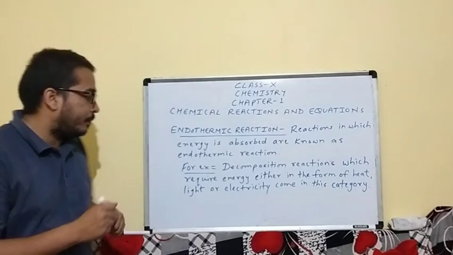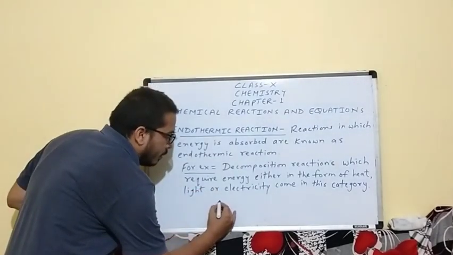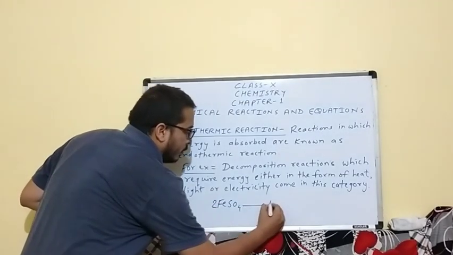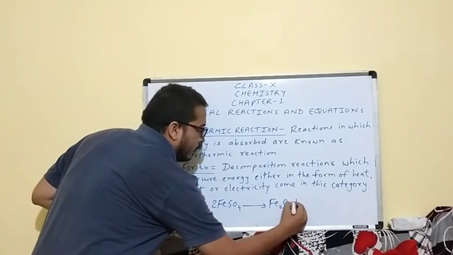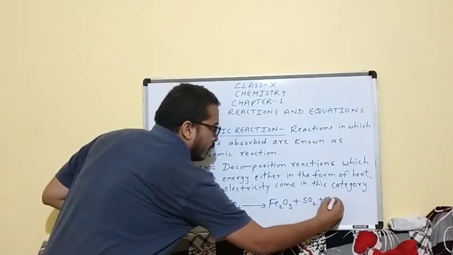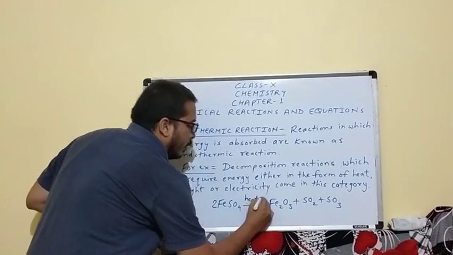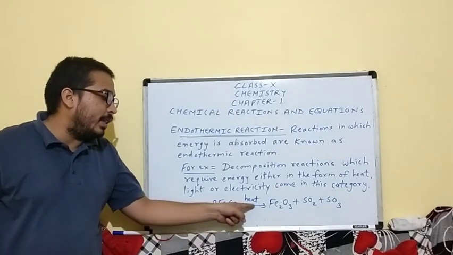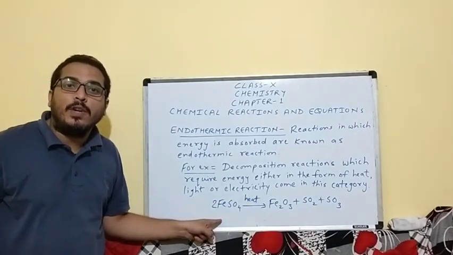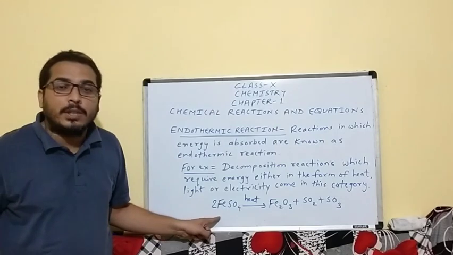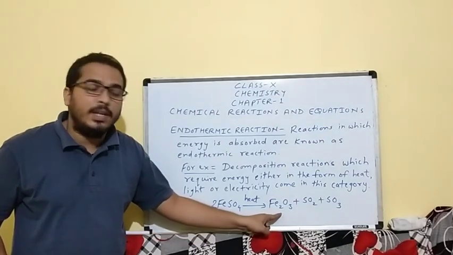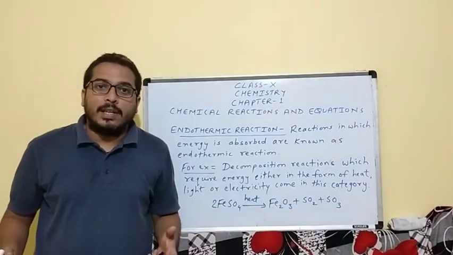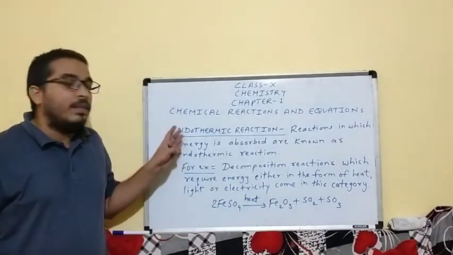For example, we can take the example of iron sulfate or ferrous sulfate, in which heat is absorbed by FeSO4 and it will dissociate or decompose into Fe2O3 ferric oxide, SO2 sulfur dioxide and SO3 sulfur trioxide. You can take a screenshot of this given content.